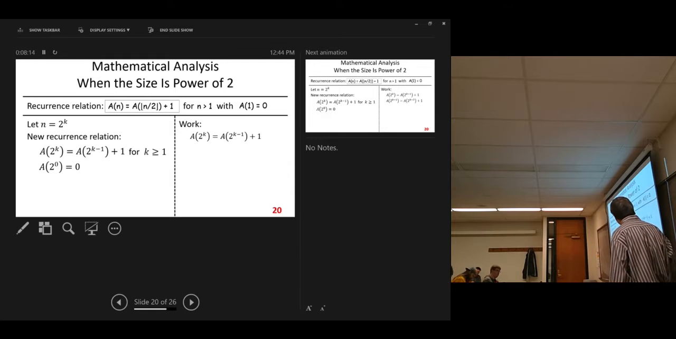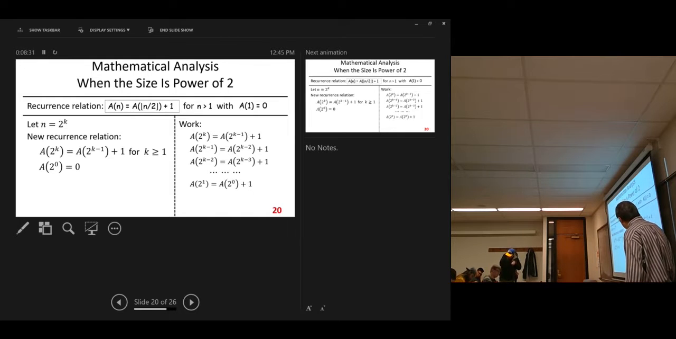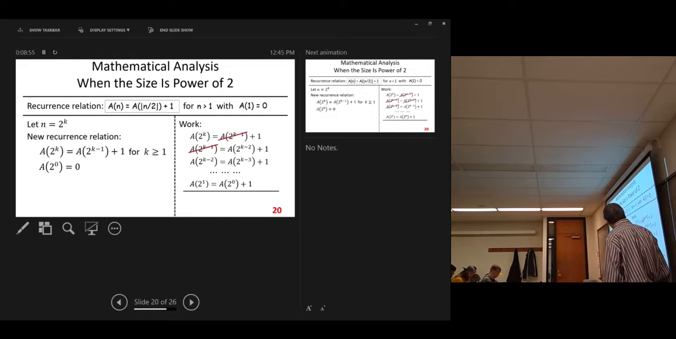We will list all those equations, the first one, the next one, right? Every time we reduce the size by half, we keep going one after another until we reach the bottom. That's the bottom equation. Now, you can see if we add up all these equations, we can have a lot of cancellations. So let's do the summation on all the equations.